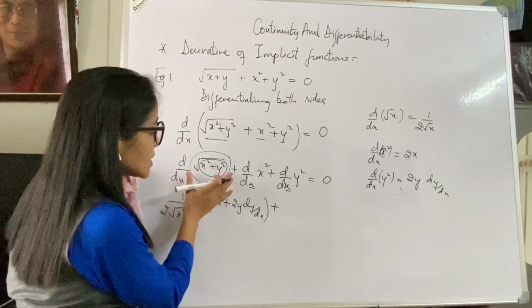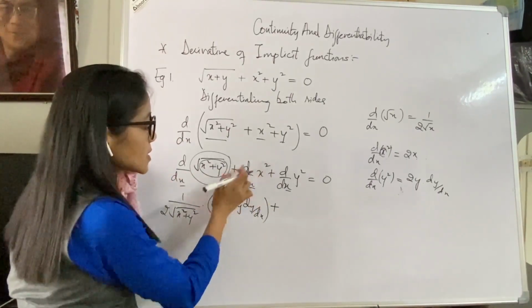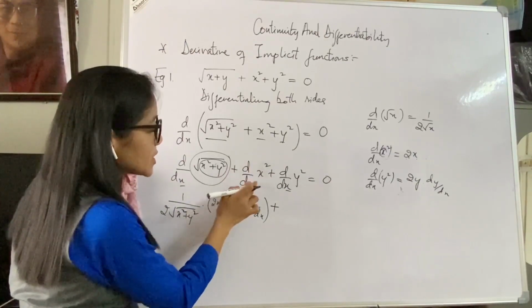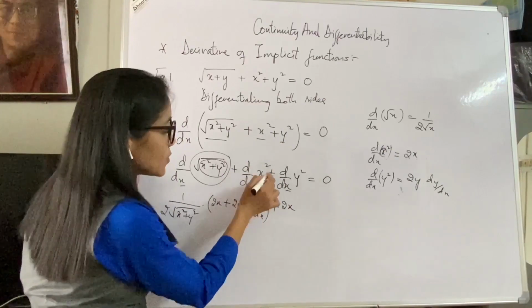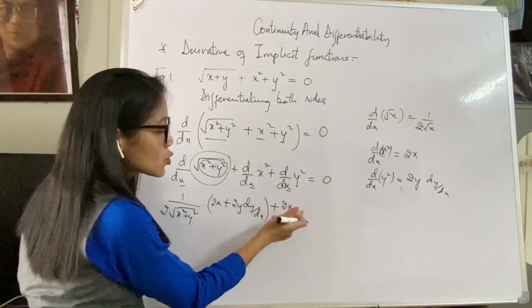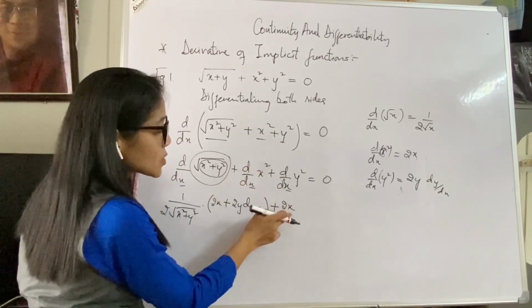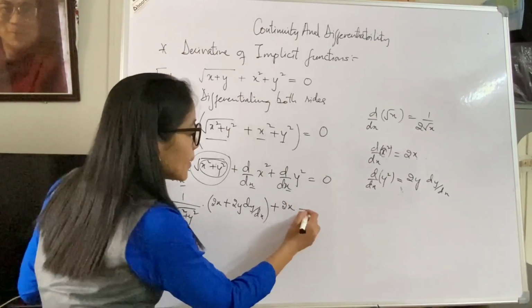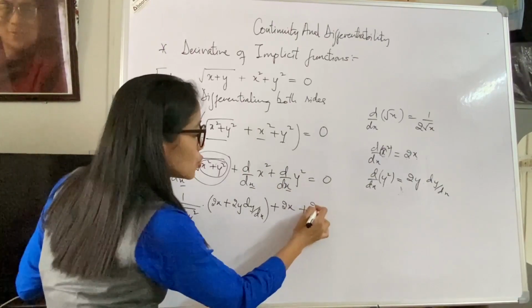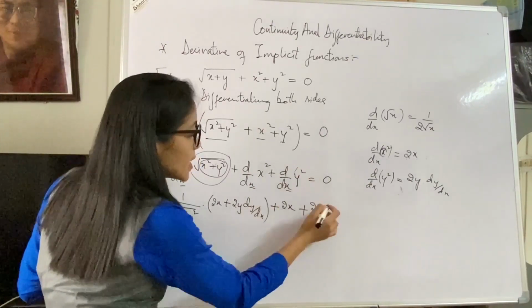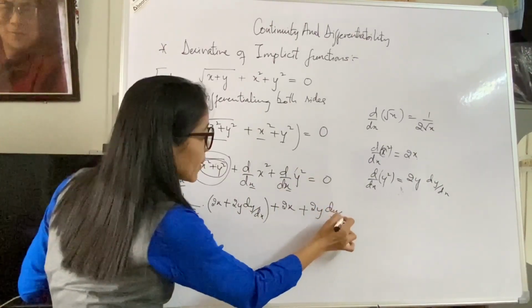Plus, now this is done. Now you come to this term. Here we have to differentiate x square with respect to x. So that is 2x. First you will differentiate. The derivative of x is 1, so you don't have to write that. So the derivative of x square is just 2x. Plus the derivative of y square with respect to x is 2y. First you differentiate this, then you get here dy by dx.